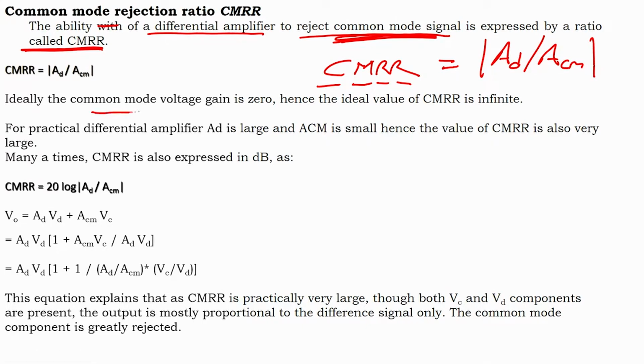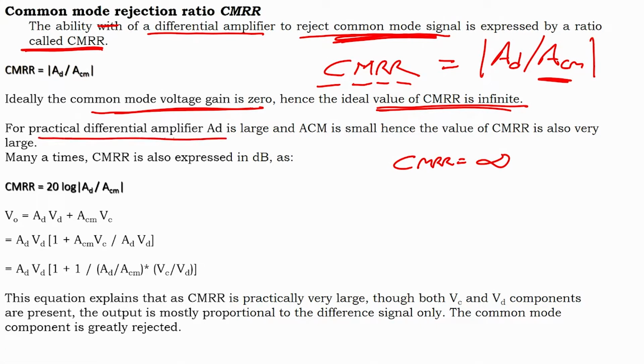So, ideally common mode voltage should not be there, right. So, ideally ACM should be 0. If ACM is 0, my CMRR would be nothing but infinite. Ideally common mode voltage gain is 0, hence the ideal value of CMRR is infinite, right. But for a practical differential amplifier, AD is large, ACM is small, with CM and D in subscript, hence the value of CMRR is also very large.